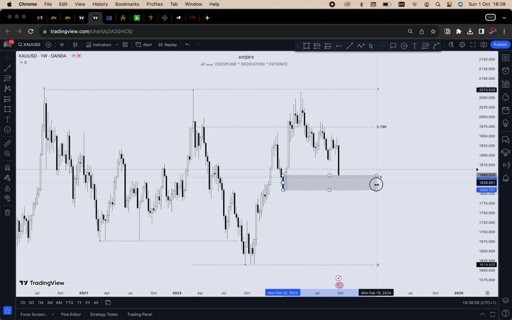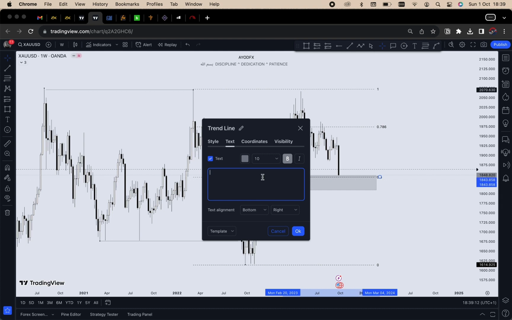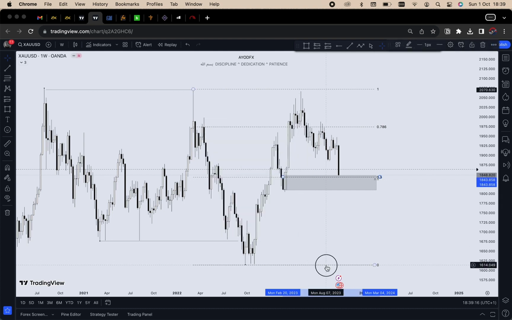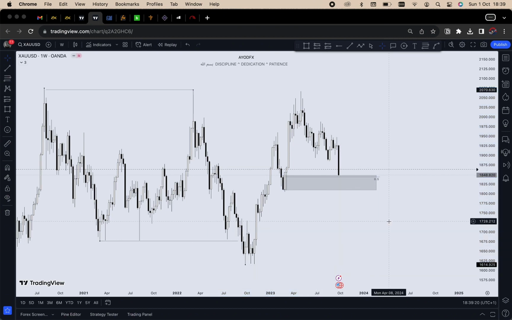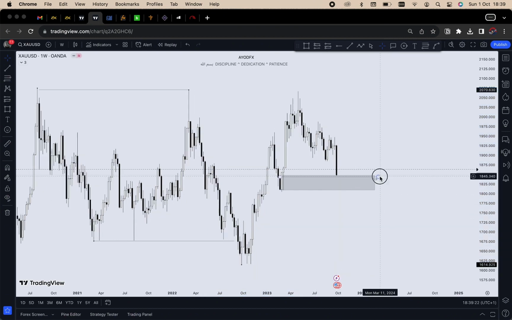Okay, all right, and just so I can remove my fib, let me just use this tool to mark my 0.5 level, 0.5. Then we can take out the fib. All right. So at all times, I always like to keep my chart clean.